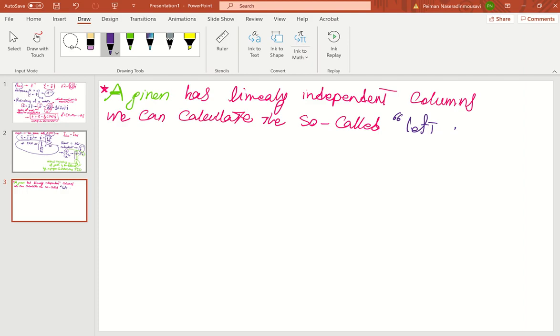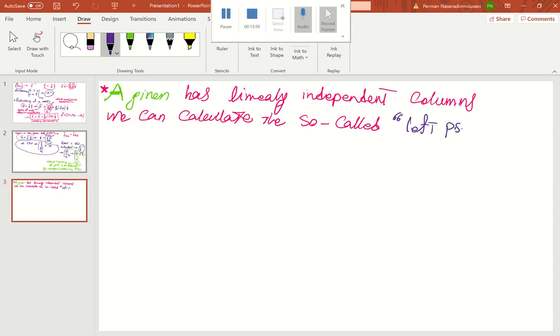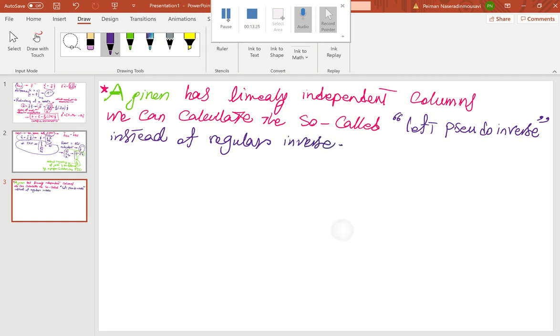left pseudo inverse, instead of the regular inverse of a matrix, because when you have redundancy, the regular inverse does not exist. So left pseudo inverse. Let me do some example. So left pseudo inverse like this.